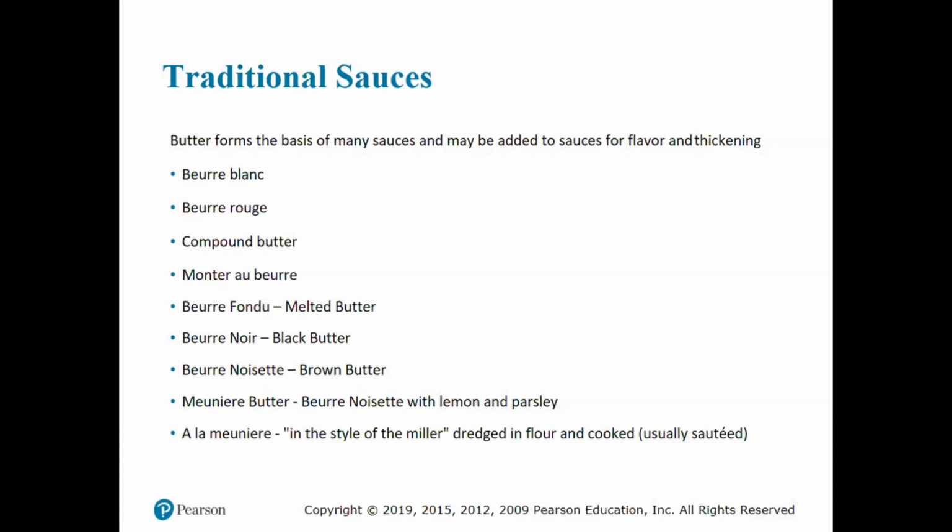So anything that is à la Meunière means it's been dredged in flour, and usually seasoned flour, and then usually sauteed. So a classic fish dish would be like sole à la Meunière. You would take the fillet of sole, you would dredge it in seasoned flour, cook it usually in clarified butter. Then once it's cooked, you take it off the heat.